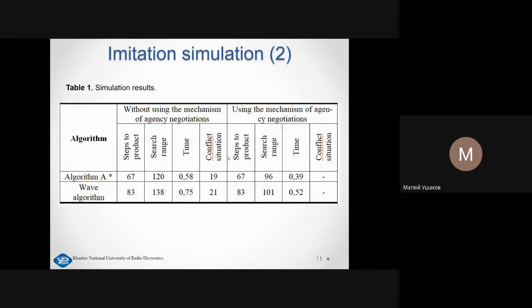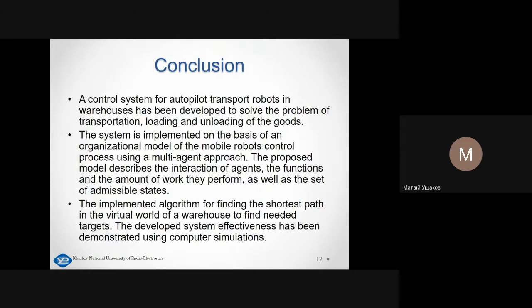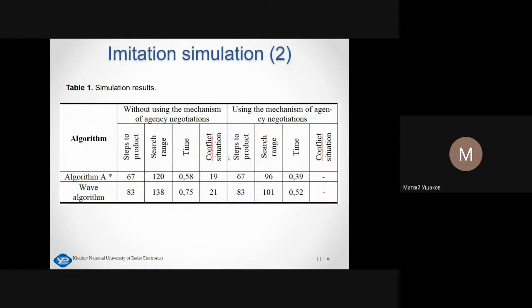Table 1 on this slide shows the number of steps from the robot to the load, the search range, the time to build the road, and the number of deadlocks that have arisen. It's when the robots are at the same distance to an object, both with the use of the agent negotiation mechanism for the wave and the A algorithm, and without it. This is shown in this table: solving the problem of transportation along given coordinates using the mechanism of agent negotiations is carried out faster, with a smaller search range and without the occurrence of deadlocks.